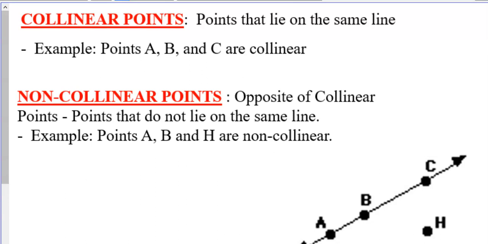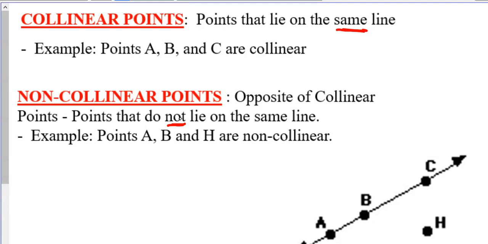Right, so here's what I'm referring to, non-collinear and collinear. Just going over this again. Collinear points are points that lie on the same line. So in our diagram here, examples A, B, and C are collinear, okay? Non-collinear is obviously the opposite of collinear: points that do not lie on the same line. So points A, B, and H are non-collinear, okay?